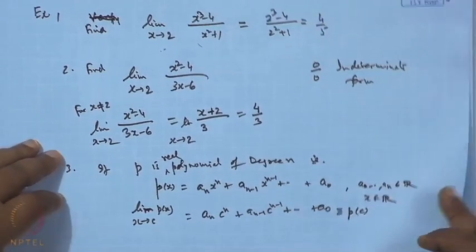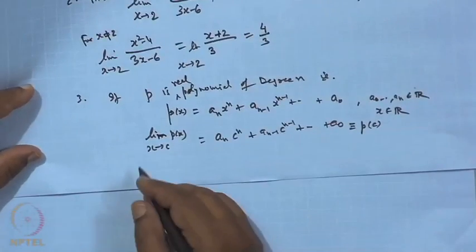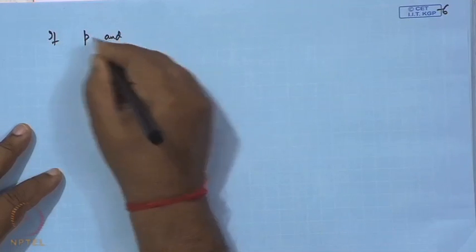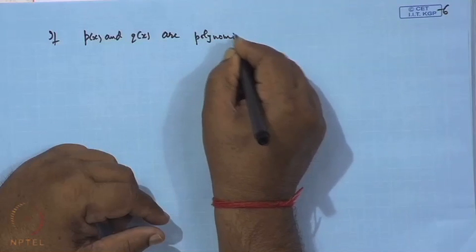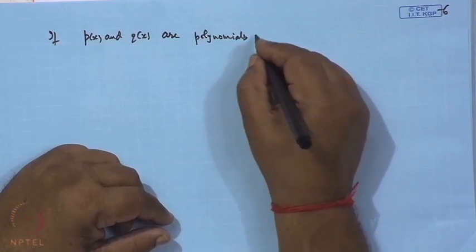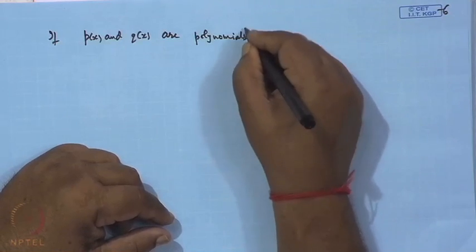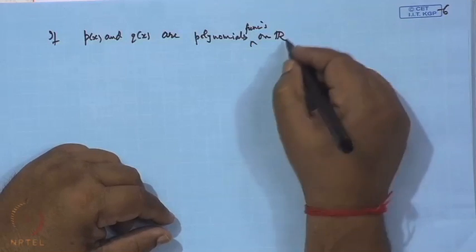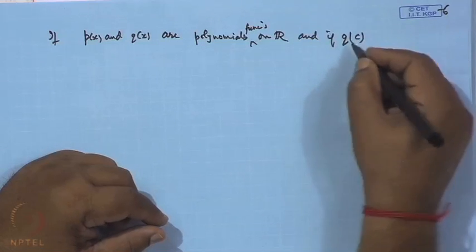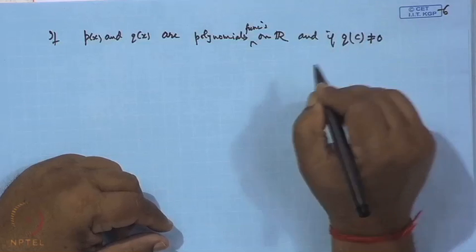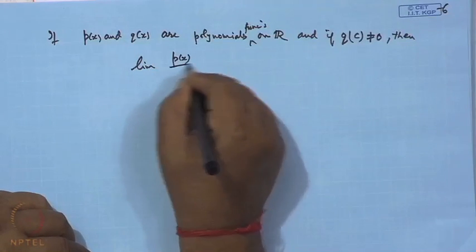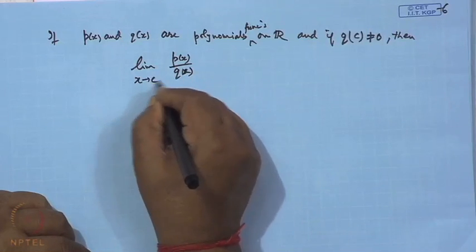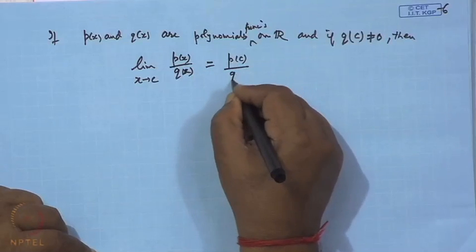Then, suppose we have two polynomials p(x) and q(x), polynomial functions on R, and if the polynomial q at the point c has a value different from 0, then the limit of this ratio p(x) over q(x) when x tends to c is equal to p(c) over q(c). Okay.